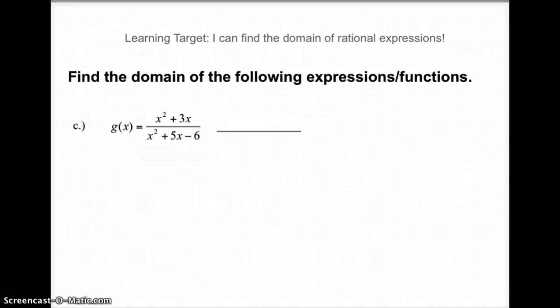Alright, again, you might be tempted to do stuff with the top, but when I just asked for the domain, all we worry about is the bottom. Now, what number could I square and then times by 5 and add that together and subtract 6? That would equal 0. Whoa, really? That would take forever, guessing and checking and all that stuff. Ugh, I wouldn't do that. What we need to do is factor it.